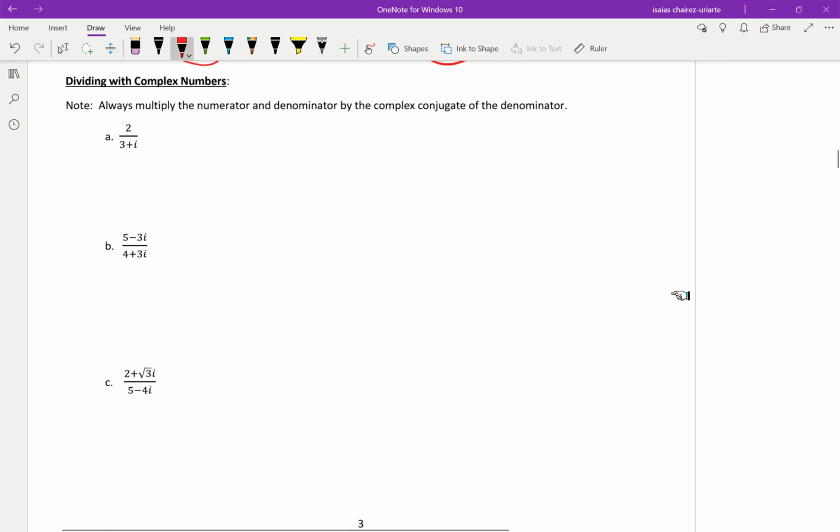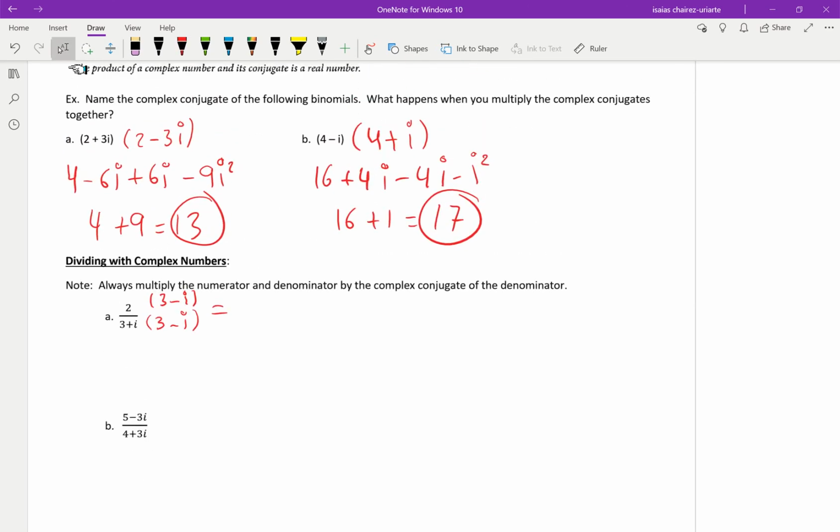So I'm going to have to multiply by 3 minus i and by 3 minus i. That's the conjugate of the denominator. So my denominator was 3 plus i, its conjugate is 3 minus i, and now I just gotta multiply. Okay, so maybe one thing that we should notice here is that, let's see.